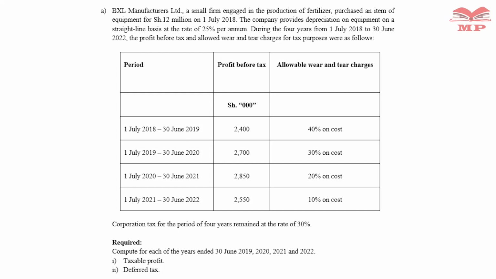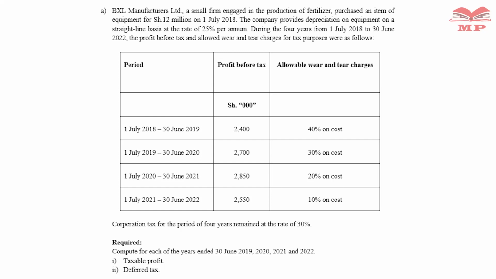information for 4 years, from 1st July 2018 to 30th of June 2022. First of all, we have the profit after tax. There was a small error with that question. That was supposed to be profit before tax, because you can see in the requirement down there, we are required to compute the tax.